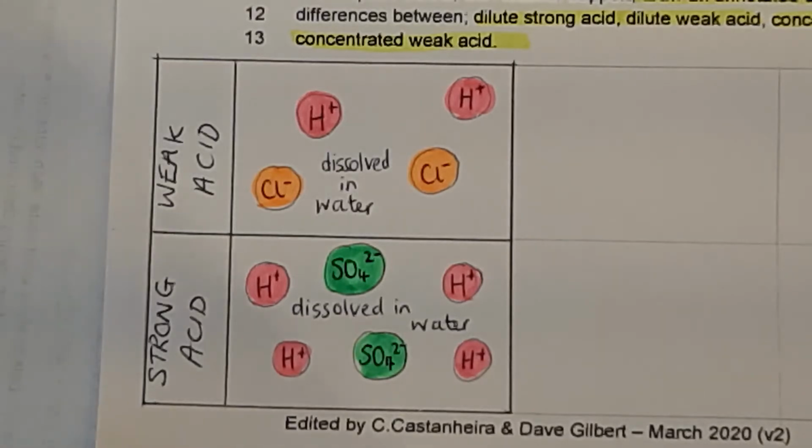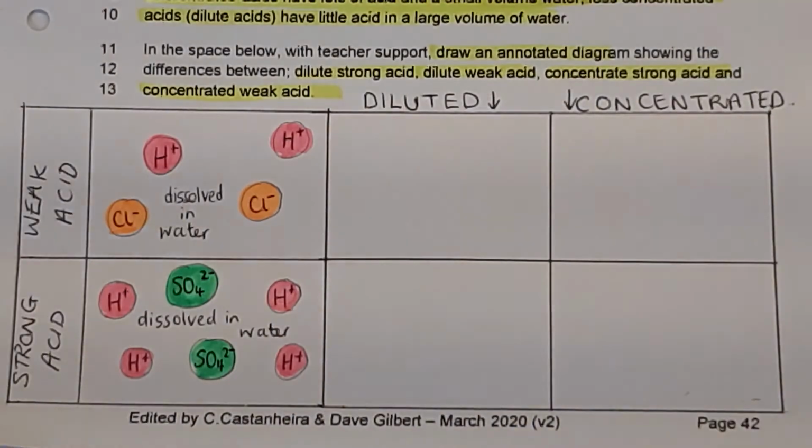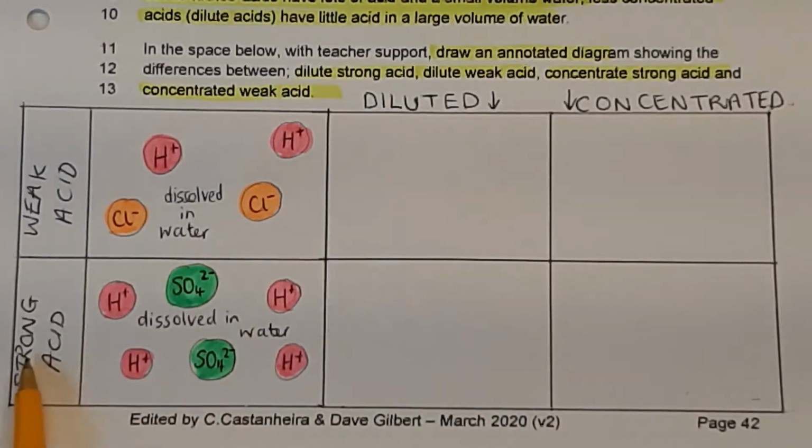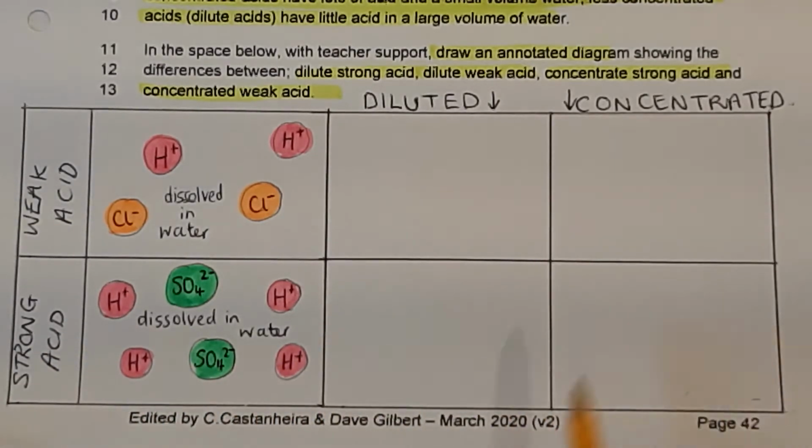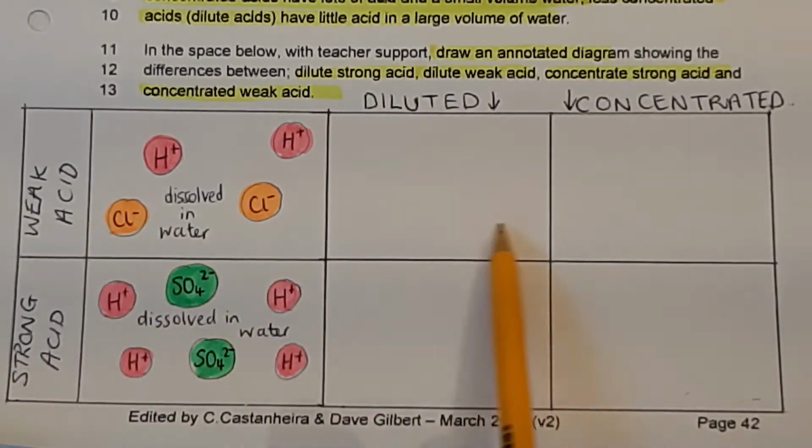So now we're going to look at what it might look like if we diluted those strong and weak acids and if we concentrated those strong and weak acids. So I'm going to draw the boxes that I want you to draw, and then we'll all go through that together. So as you can see, I've drawn this table here, and we've got our strong acid. I want you to continue this along the bottom, and we've got our weak acid, and I want you to continue that along the top row.